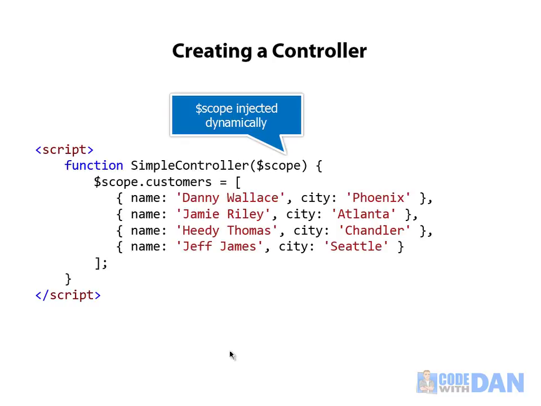So that's how easy it is to actually get started with controllers. They're just functions. You have to have this scope. It must be named just like you see it there. And then we can tack on any properties we'd like, and you'll see later we can even tack on some methods or functions as well, because we're going to want to handle button clicks and mouse events and things like that.